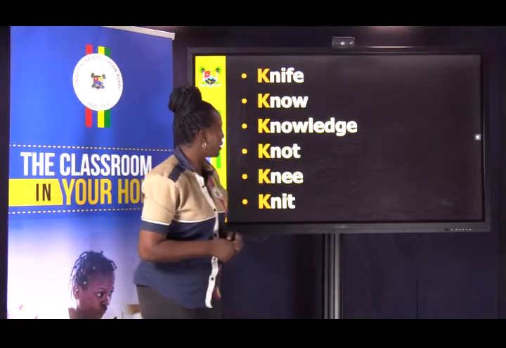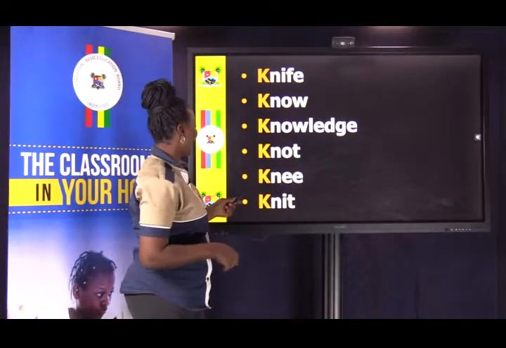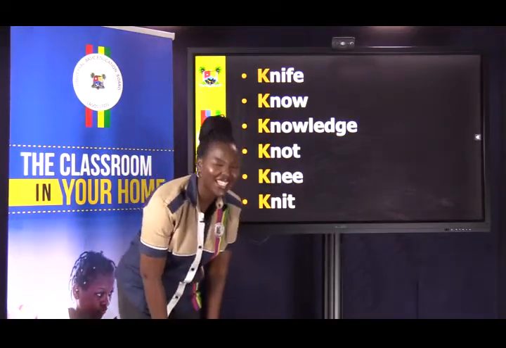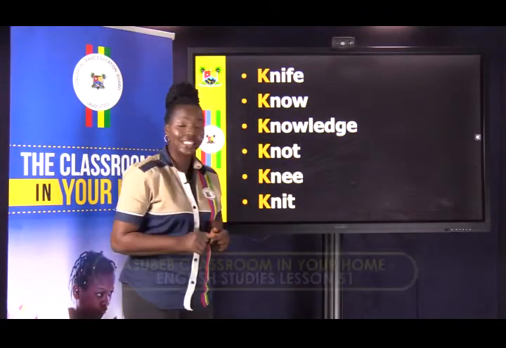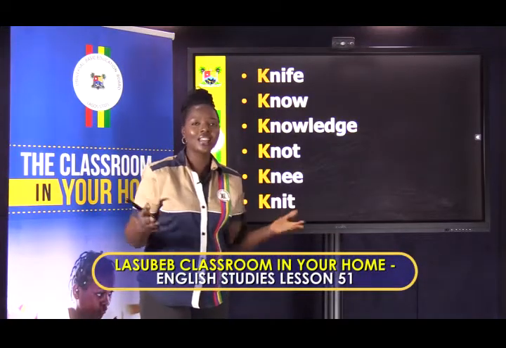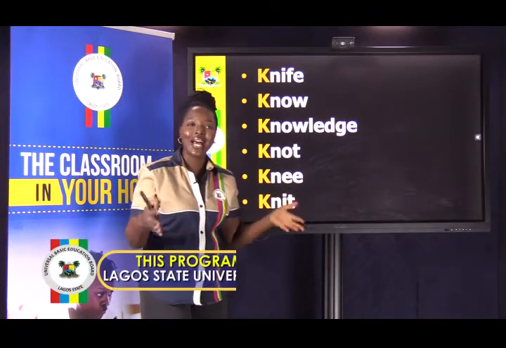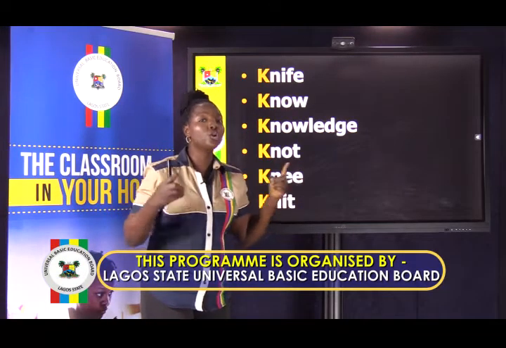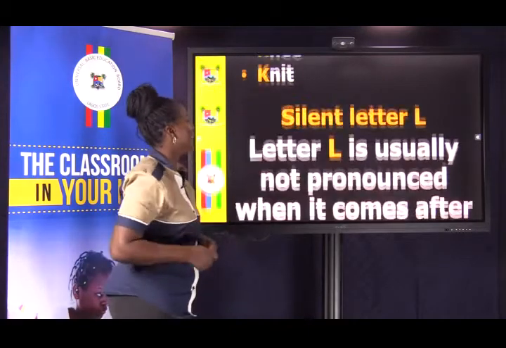The next one, K-N-O-T, is pronounced as what? As not. K-N-E-E is pronounced as knee. Yes, that is the spelling for knee. And K-N-I-T is knit. Do not forget, I've told you in our previous lesson that those letters that are silent are always penned down. It is not taken away simply because it is silent. You have to put it down. But when pronouncing, it is silent.